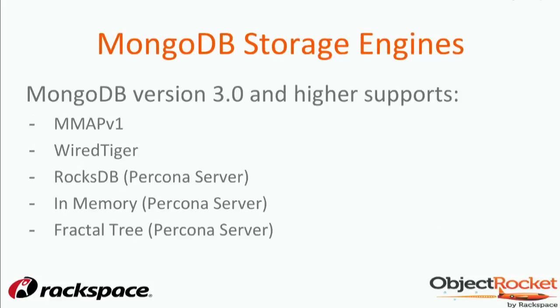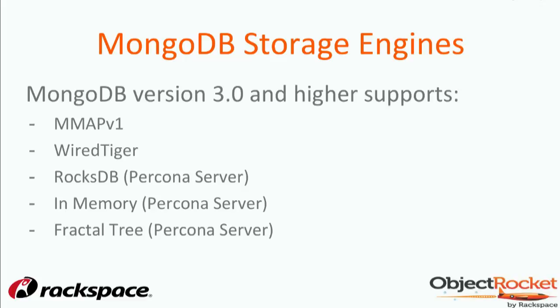Really quick introduction to MongoDB engines. Mongo, after version 3.0, supports multiple engines: mmap, WiredTiger. They exist on both Percona Server and the community edition of MongoDB Inc. And Percona Server also includes RocksDB and in-memory. I don't know if this is still there. It used to be, but I don't know. Just keep RocksDB and in-memory.